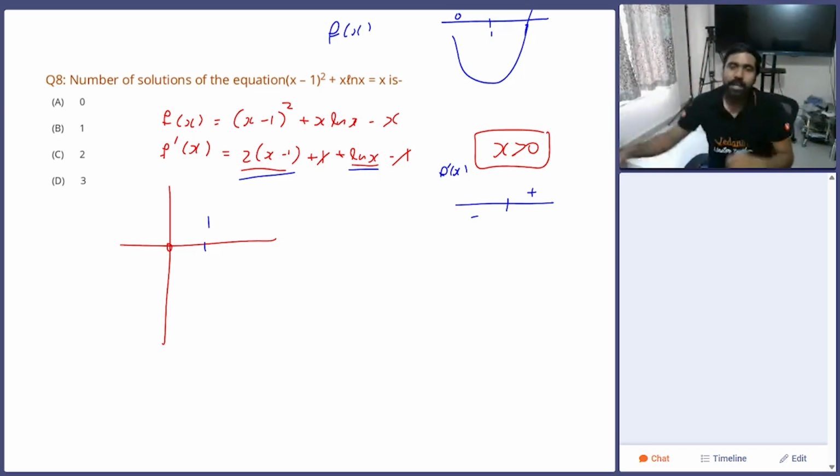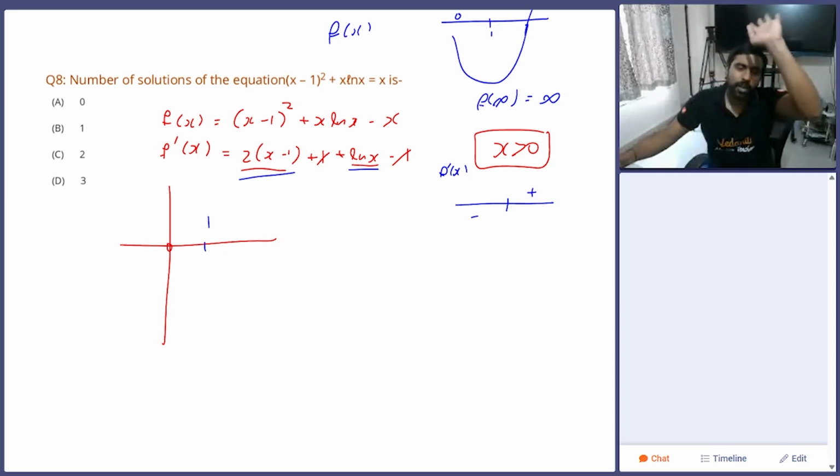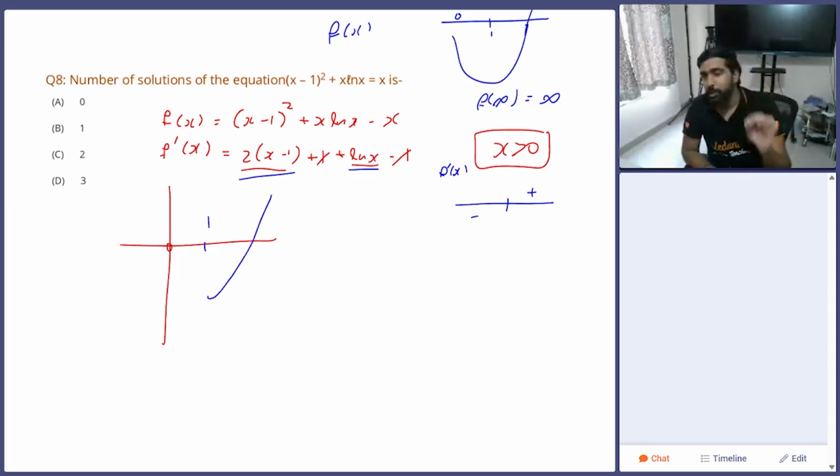Now I can see that f of infinity comes out as infinity itself over here. It keeps on increasing. (x minus 1) whole square and x ln x are both increasing. Minus x is not going to play a very important role. It is increasing to infinity. So one thing I know is that one root I definitely have. One root I most definitely do have.